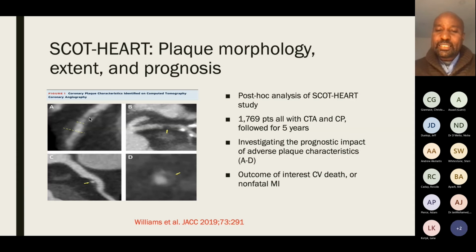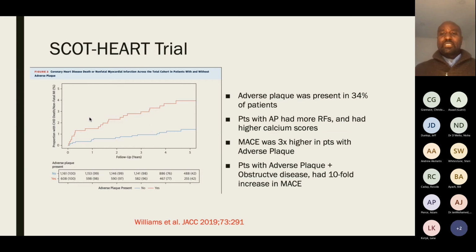So in this analysis, they had 1,769 patients, all with CT angiography and chest pain, who were followed for 5 years. They were investigating the prognostic impact of adverse plaque characteristics, and their outcome of interest was cardiovascular death or non-fatal MI. What they saw was in about a third, there were adverse plaque features present, and patients with these adverse plaque features had more risk factors, tended to have higher calcium scores, and they found that MACE was 3 times higher in patients with adverse plaque. Also, if you had the combination of adverse plaque plus obstructive disease, there was a 10-fold increase in the incidence of MACE over those 5 years.